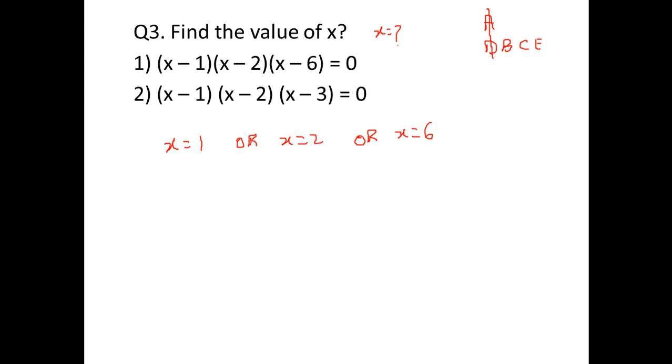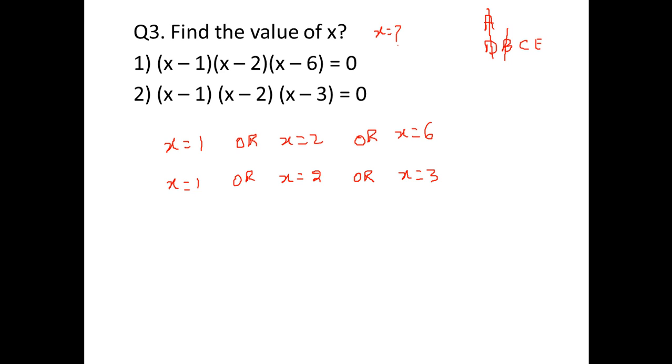Going to the second one, same thing, product of three terms equal to 0. So one of them is 0. So either x is 1 or x is 2 or x is 3. So again here I'm getting more than one value from the statement. So statement 2 is also not sufficient. So B is out. Now let's combine the statements.